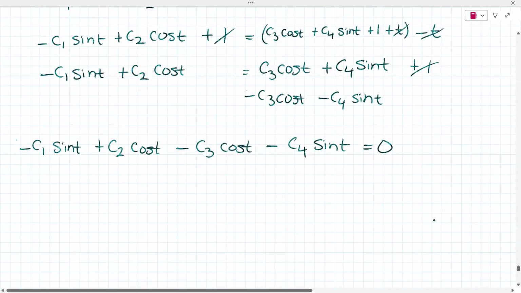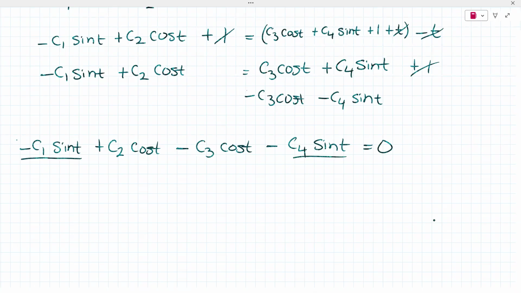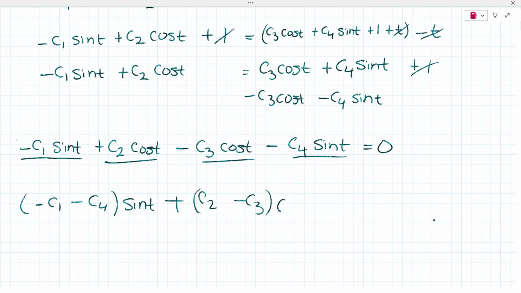Now we just combine like terms. Let's start with our sine terms. We have negative C1 sine t and negative C4 sine t, so that's going to be negative C1 minus C4 times sine of t, plus, and then what about your cosine t? You have C2 cosine t and negative C3 cosine t, so that's C2 minus C3 times cosine of t, equals 0.